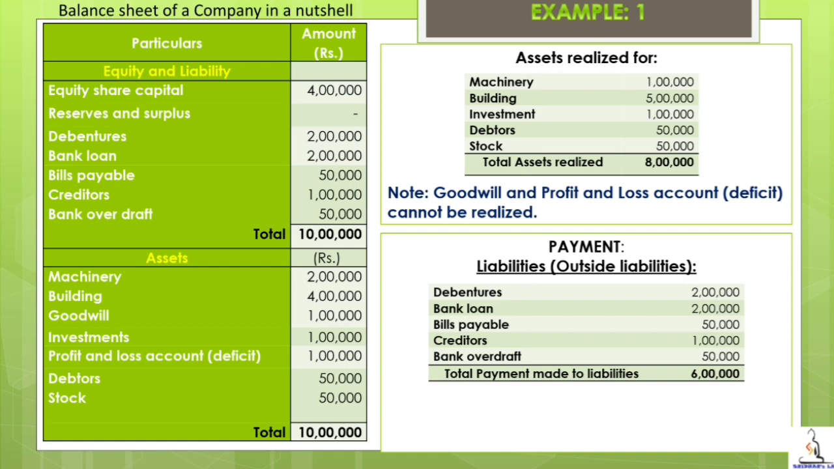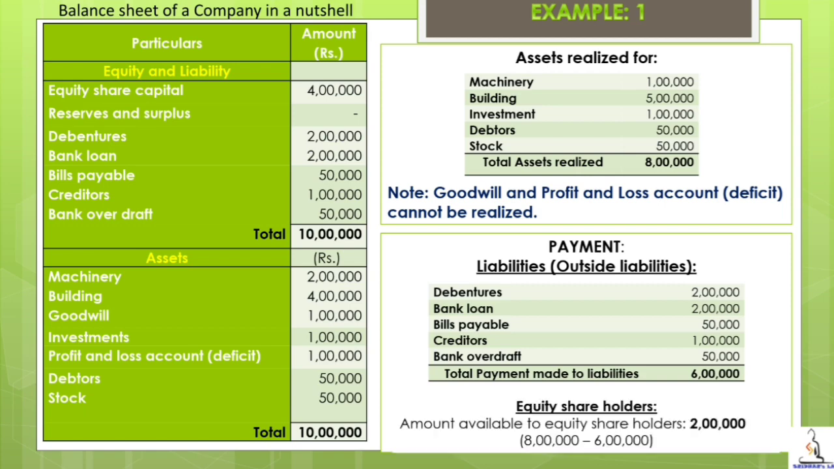Now the total payment made to liabilities is 6 lakh. Assets realized were 8 lakh. Payment made to outside liability is 6 lakh. Now the company is left with 2 lakh, and this 2 lakh now belongs to equity shareholders because they are the owners of the company. After paying all the outside liability, whatever is left belongs to the owners.